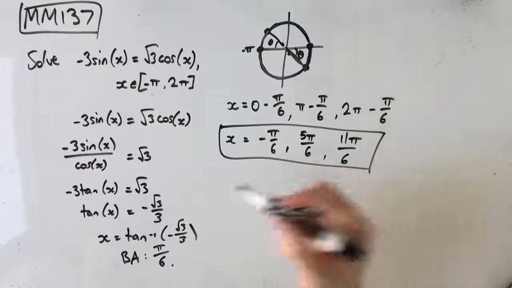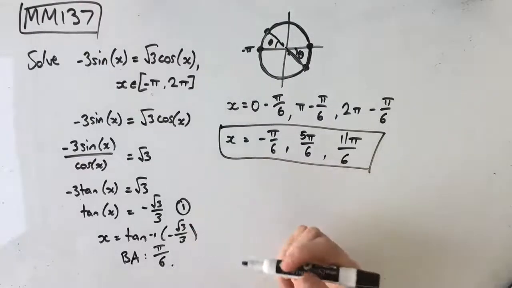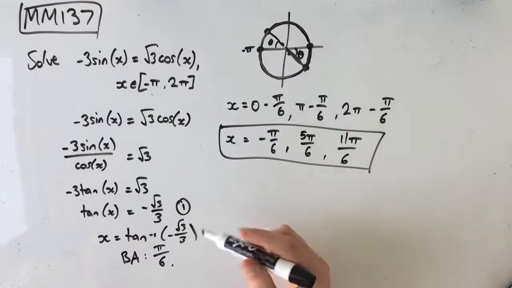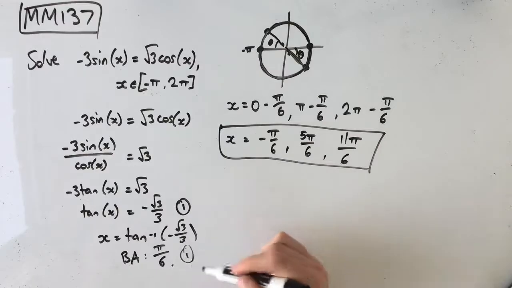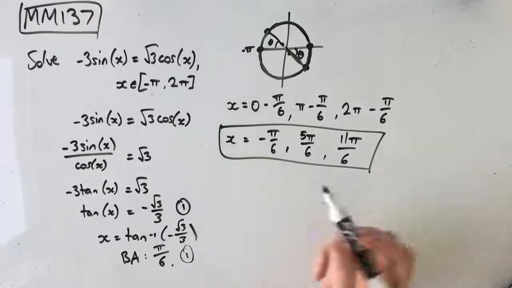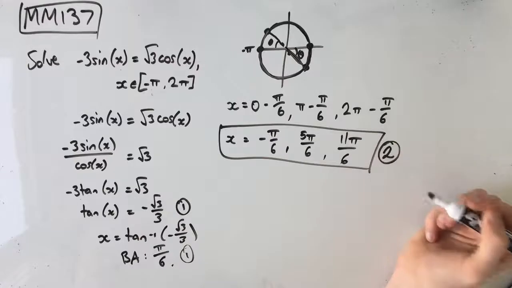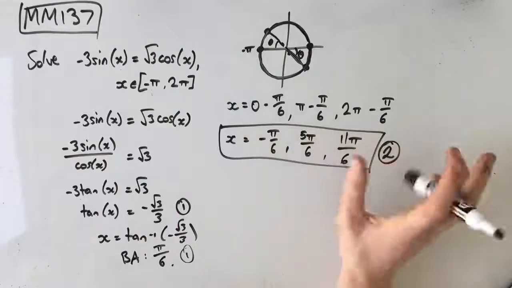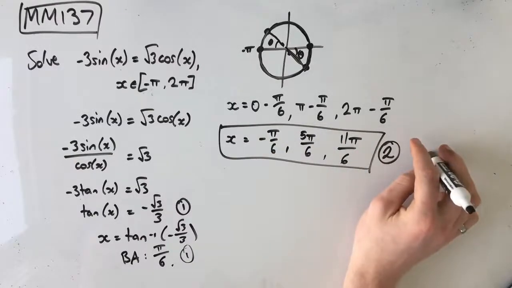Your first mark comes when you recognize that tan x equals -√3 on 3. It could even come here in the base angle. It's a little bit unclear, but somewhere around here. Second, obviously your final answer here: x equals -π on 6, 5π on 6, and 11π on 6.